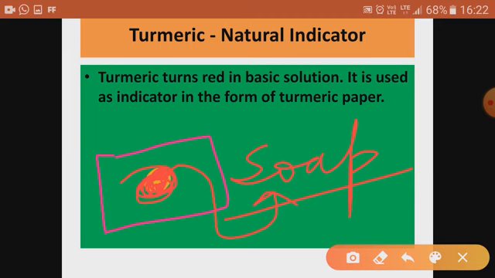That's why you should not apply soap directly on the turmeric stain, because turmeric is an indicator and it shows brick red color whenever it comes in contact with any base, and soap or detergent, these are bases. So turmeric in basic solution turns brick red in color, and in case of acidic solution it remains yellow only. So this is the indication by this indicator.